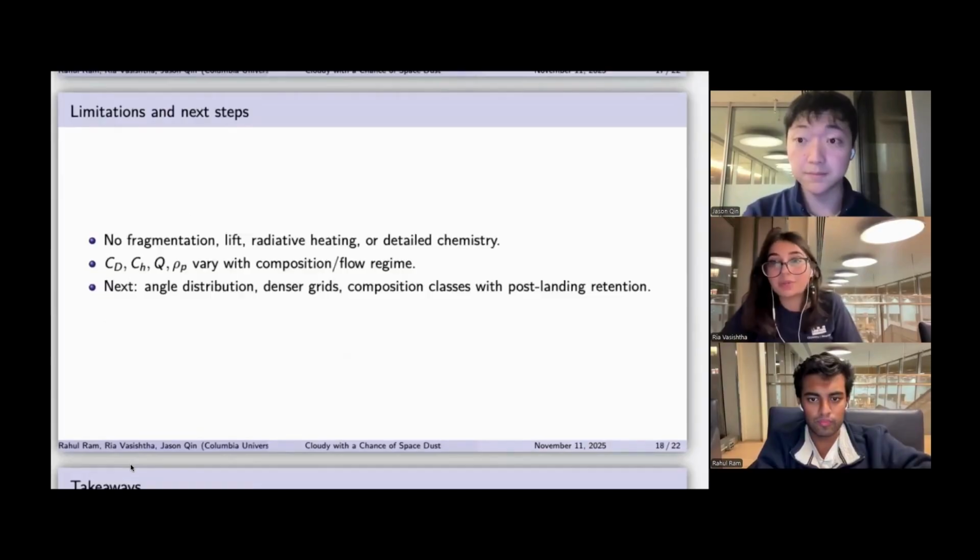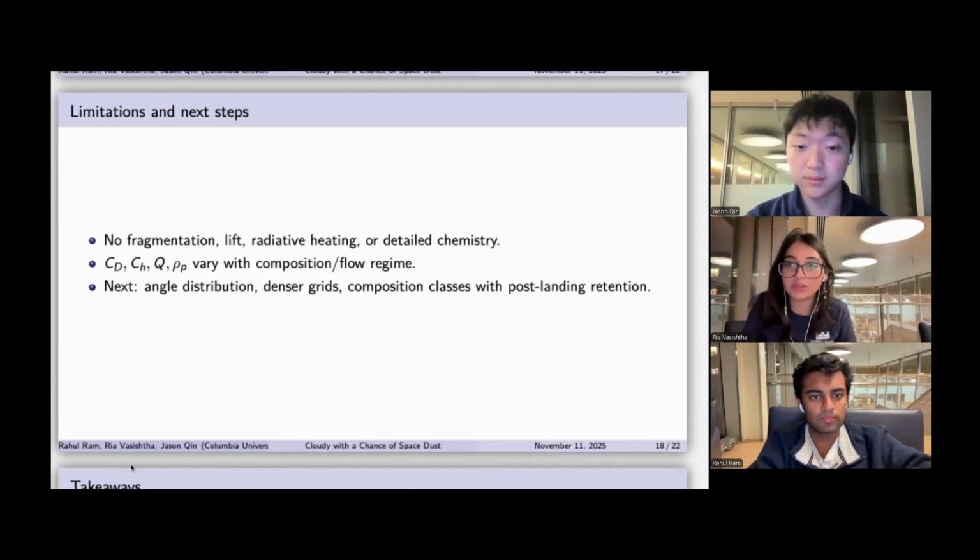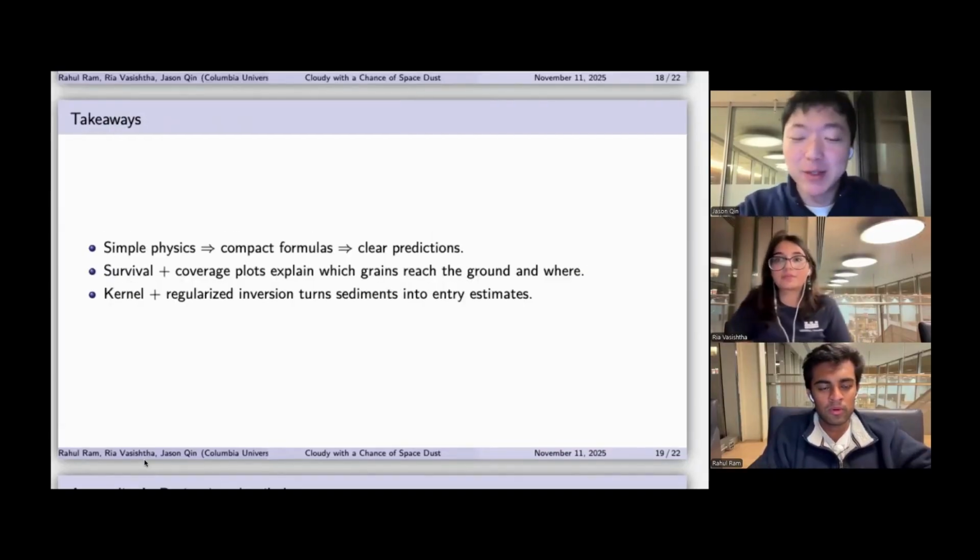We've kept the model deliberately minimal. We didn't include fragmentation, sideways motion, or chemical reactions, and those would probably come next. But even with this simple setup, we already see realistic trends for survival versus vaporization. The next step would be to add even more entry angles or separate kernels for different materials like metallic dust versus rocky dust, etc. So let's talk about the big picture here.